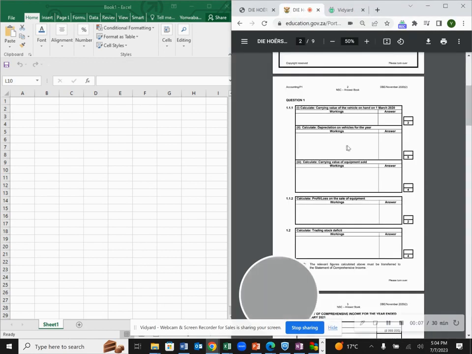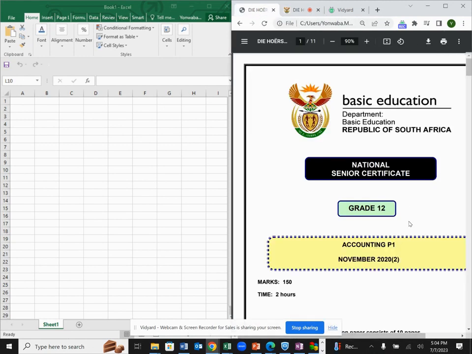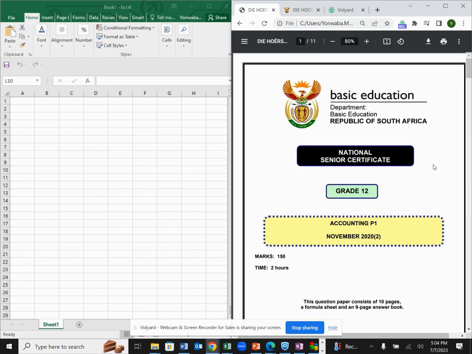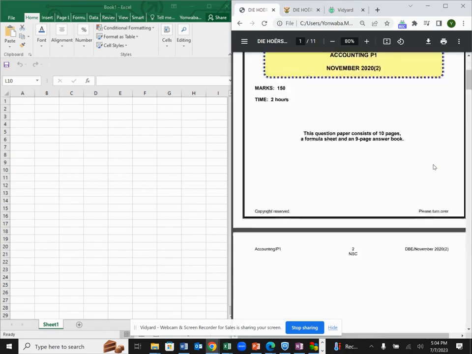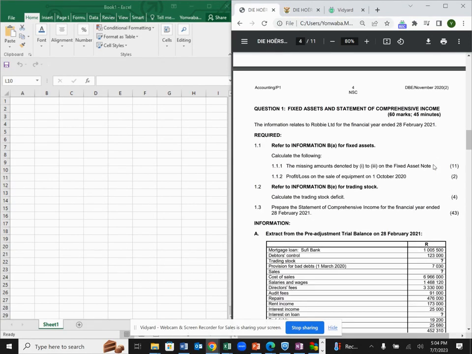Yeah, so this is the answer sheet that you get provided when you are writing your exams. But don't worry about it now. But yeah, let's go to question one. So we're going to be starting with the basic questions. The question that we'll be doing today in our first session and the second session is question one: fixed assets and the statement of comprehensive income. But I'm going to do it proportionately. I'm not going to do it in full. For now, I'm just going to be starting with this one and this one because I want the video to be short. So in our first video, we'll be doing 1.1 and 1.2.